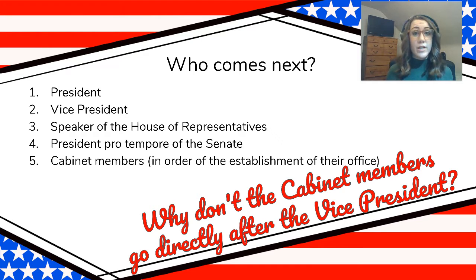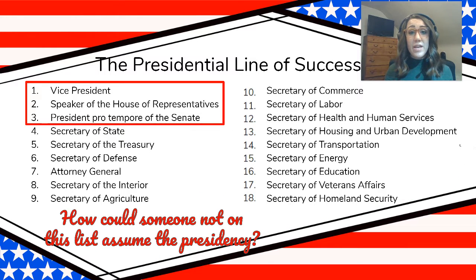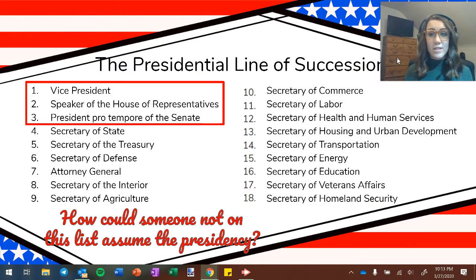Everyone in the House of Representatives and in the Senate has been elected by the people. The cabinet is not elected by the people. So this at least preserves the idea that the president would be elected by the people. So, let me show you this list. Here is the presidential line of succession.